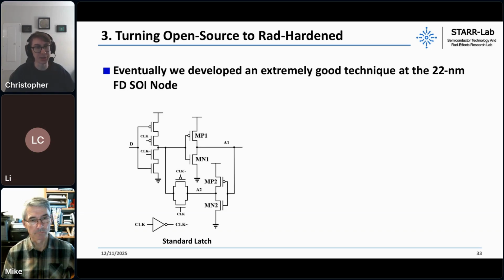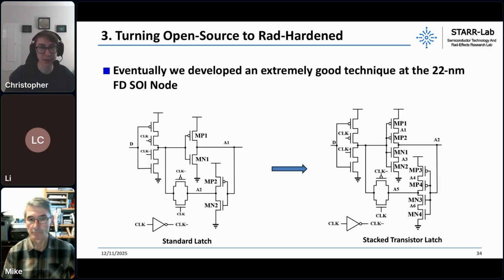So if you look at a standard latch here on the left, this is the one I was showing before for that bit flip example. You have these two inverters that are sort of back to back. At this particular node, if you do something called transistor stacking, and really what you're doing is that for the inverters, you're just duplicating those NMOS and PMOS transistors.